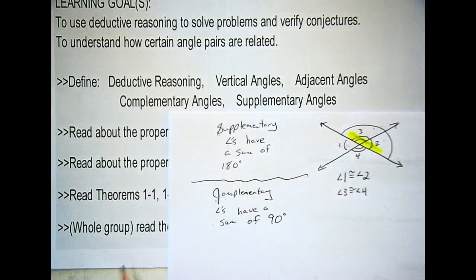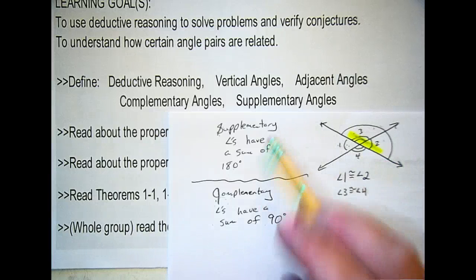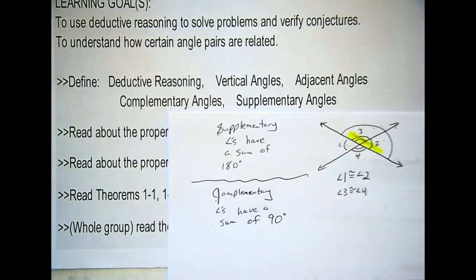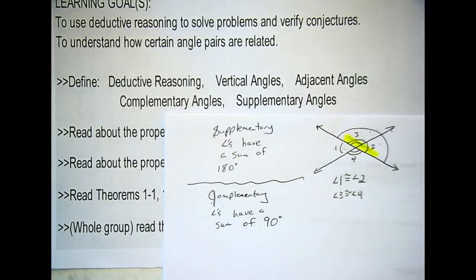You may not think that's a big deal until you take your test this week and I have 9 definitions you have to do. And 2 of them are supplementary and complementary. Be like, dude, I hope I remember that. Okay, pictures help with definitions, right? Supplementary, I might just draw a picture of 2 angles that add up to 180 degrees and say, hey, this angle and this angle have a sum of 180.